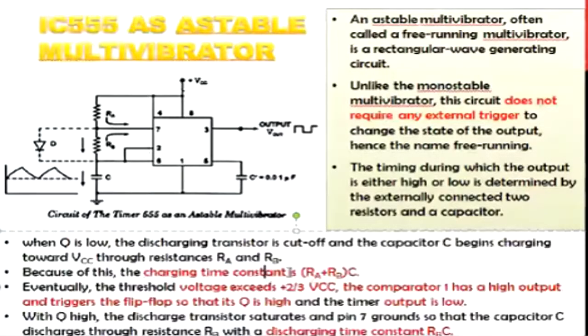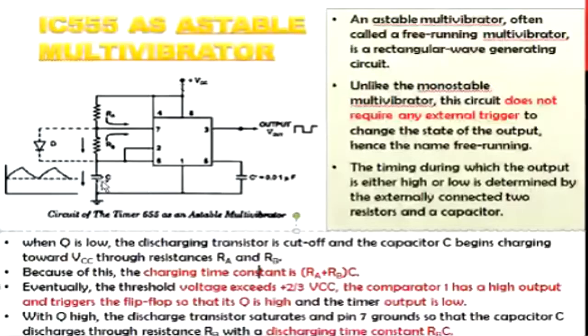The discharging time constant is also RA into C because there is only one resistor in the discharge path as well as in charging. But in this case, there are two resistors. That's why the charging time constant is RA plus RB into C. So now the capacitor starts charging towards plus VCC.